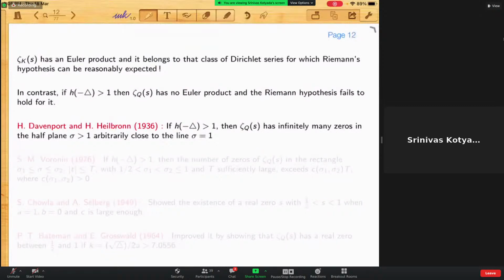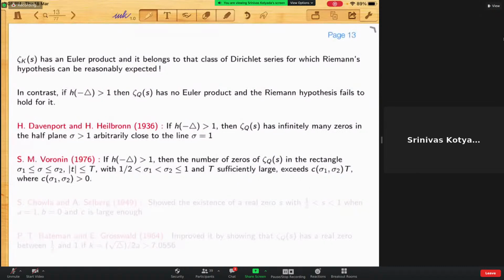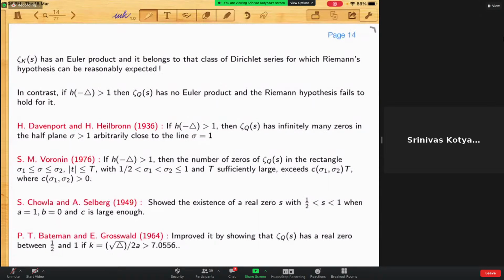In fact, Davenport and Heilbronn in '36 had shown that if the class number is bigger than 1, then it has infinitely many zeros to the right of line 1. So s will always be sigma plus i t, where sigma is the real part of s. And Voronin in '76 showed that in the critical strip between half and 1, there are at least T zeros in a box of height T. Chowla and Selberg showed the existence of a real zero between half and 1.